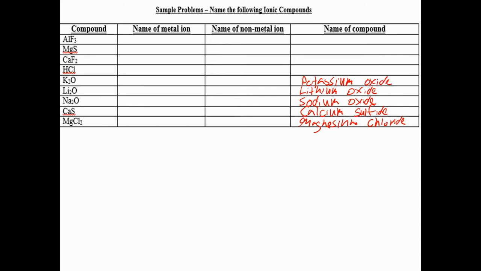We're going to skip HCl for now. Let's go to CaF2. We already did that one in the previous slide. That was calcium fluoride. MgS, so we have magnesium sulfide. And then AlF3 is aluminum fluoride.